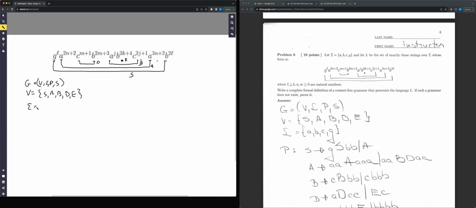Our sigma is equal to, don't get confused with the exponents, it's only just A, B, C, and G. The K, the J, the N, the L, those aren't your letters. So don't make that mistake.